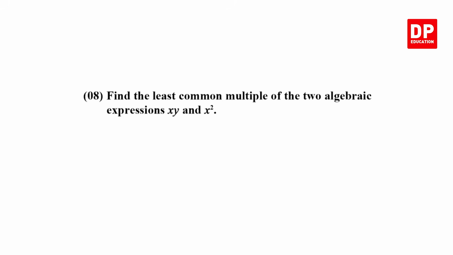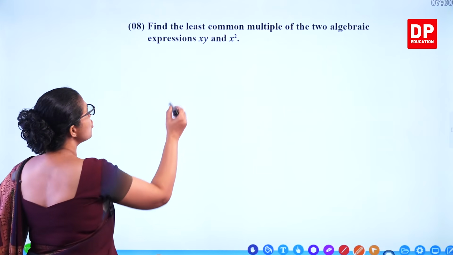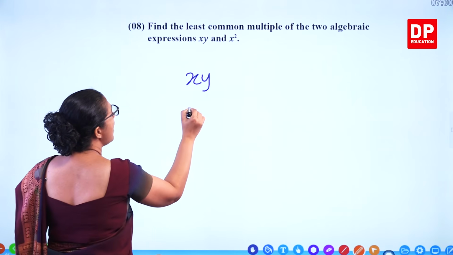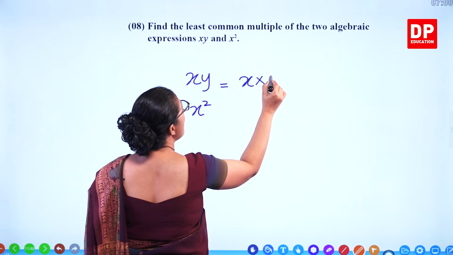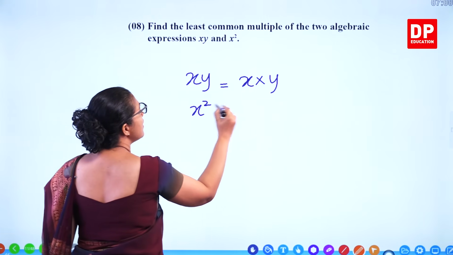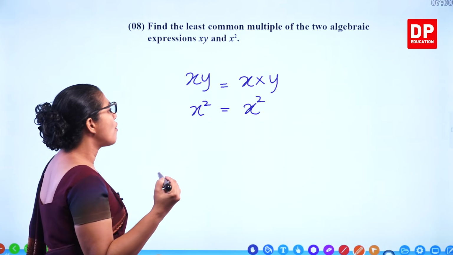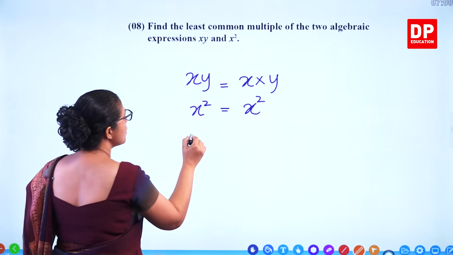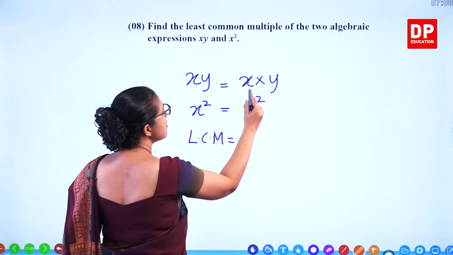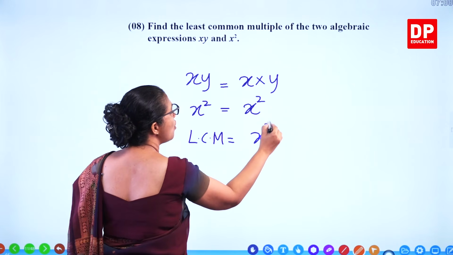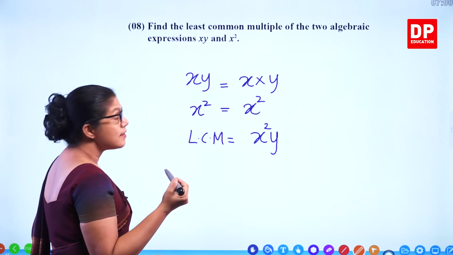Question number 8. Find the least common multiple of the two algebraic expressions xy and x squared. So what are the factors? x into y. Here x squared. So you can find out the maximum power of the distinct terms. So what is the lowest common multiple? X term, the highest power is 2. Y term, that's y. So this is one method.